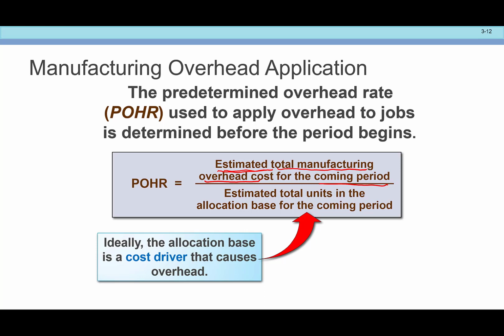We divide that by the estimated number of units. That gives us the predetermined overhead rate, right? And then every time a job incurs that much driver, probably direct hours is the common one that we use in an academic environment anyway, we'll multiply that times the predetermined overhead rate, and that's how we'll apply it. Good. Okay? So it's estimated, right? These are all estimates.